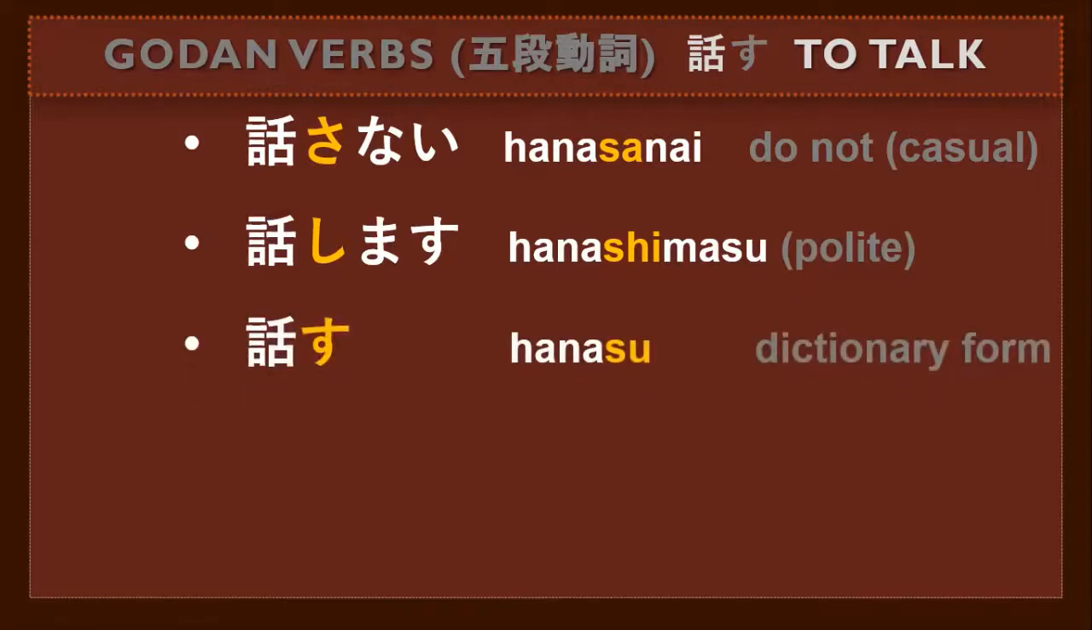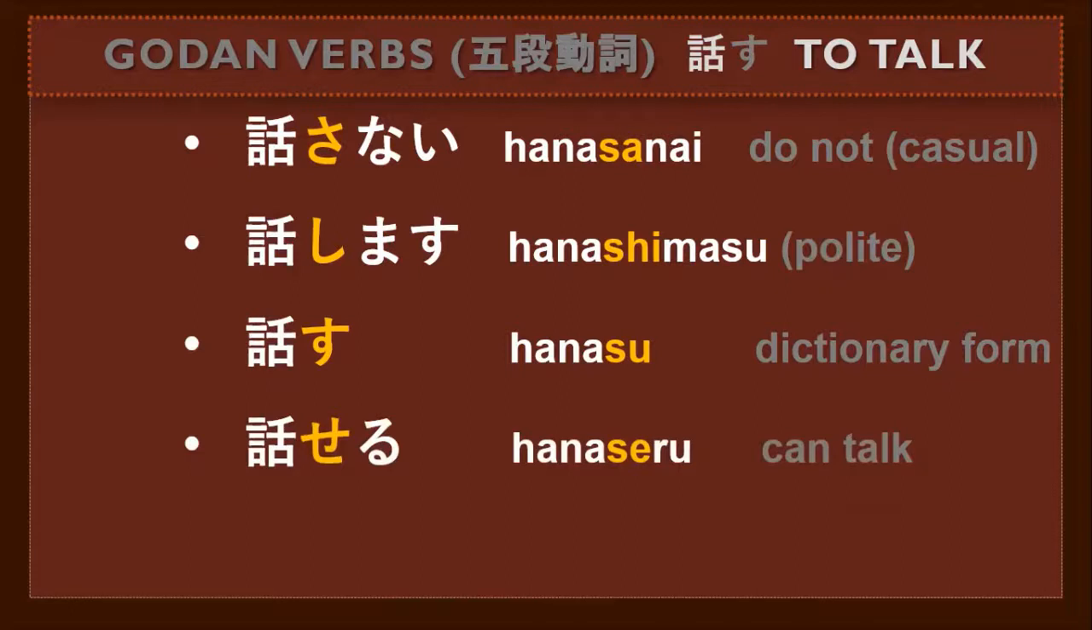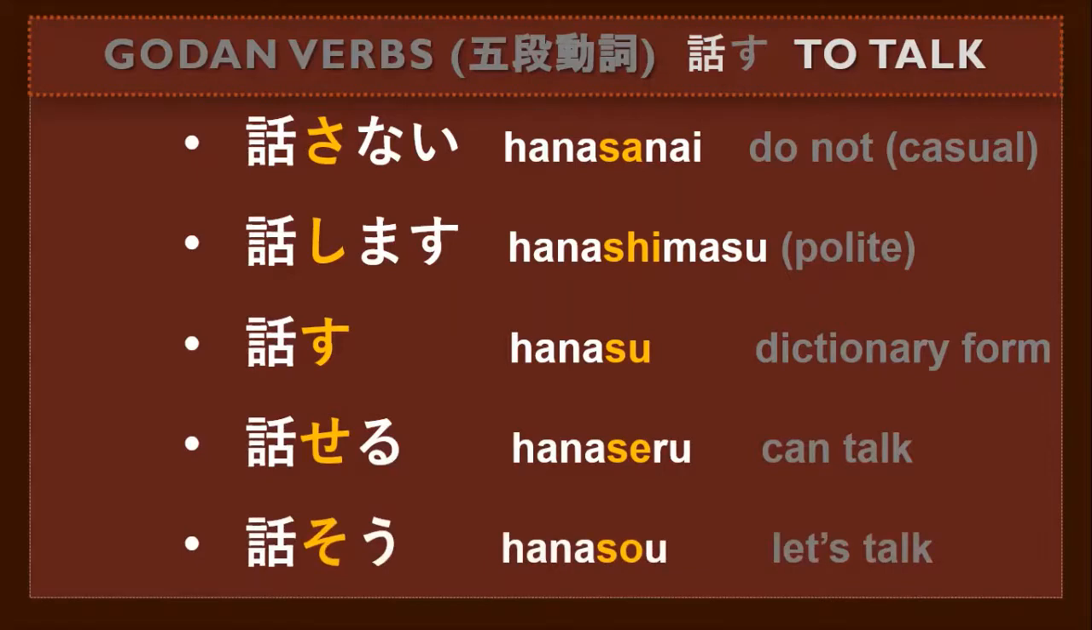Okay, let us look at the next one. Hanasu, su is the dictionary form, the basic form. Next is can talk. I can talk, or he can talk, or she can talk, or they can talk is hanaseru. Very good. And let's talk is hanasou.